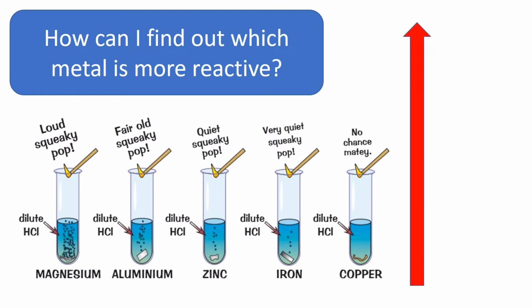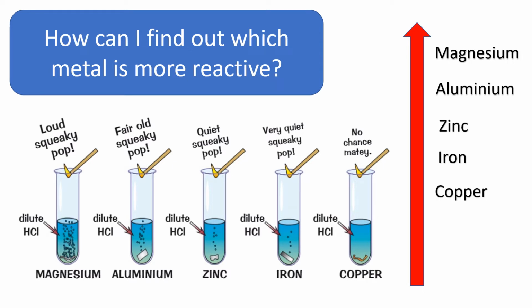So what about it? Could I put them in order of reactivity? Well, hopefully if you've tried, and I do hope that you have, you'd have magnesium as the most reactive, then aluminium, then zinc, then iron, and copper being the least reactive. It doesn't even look like it's doing anything.